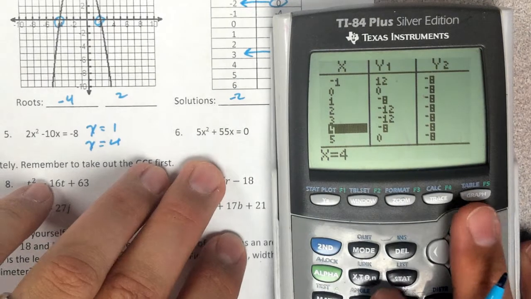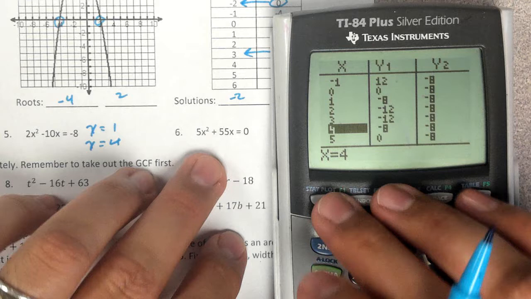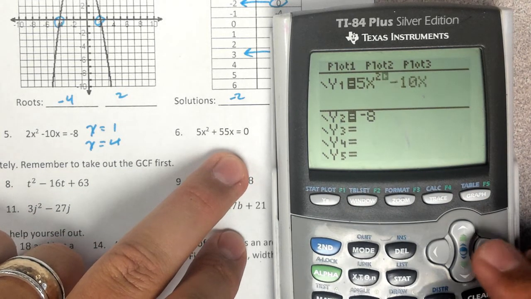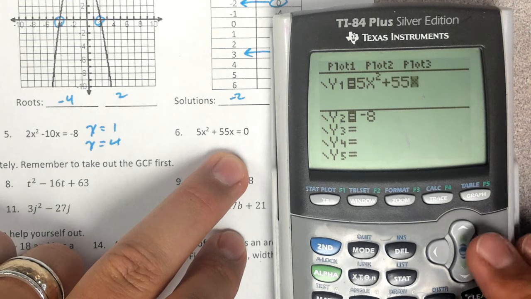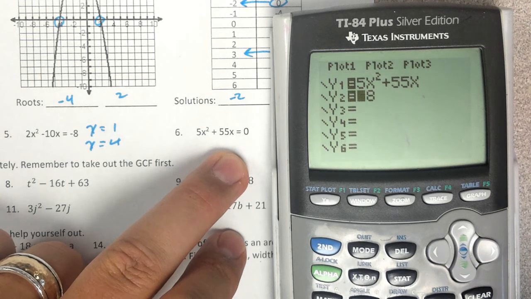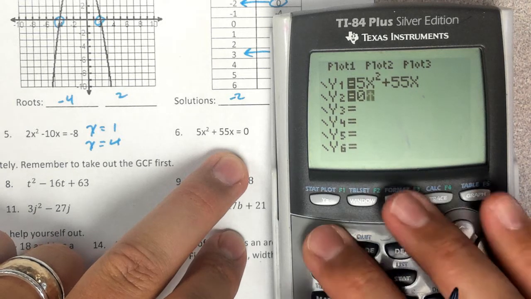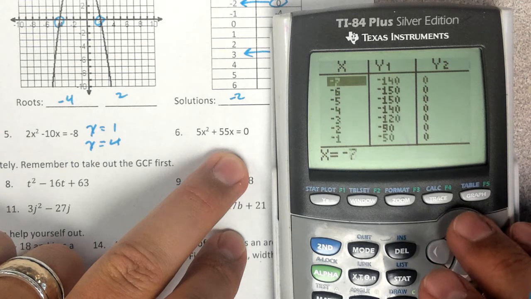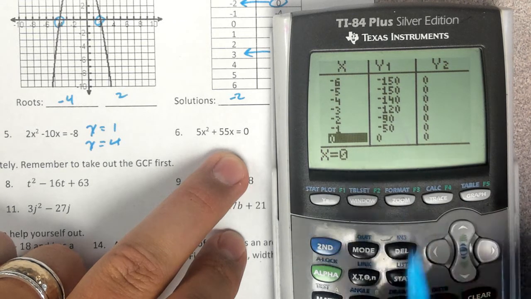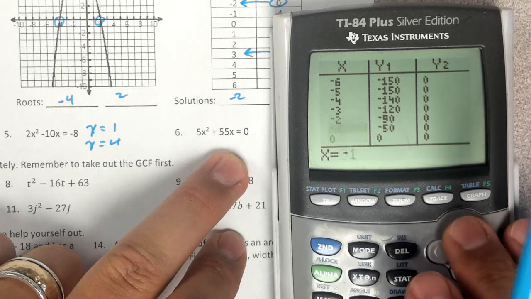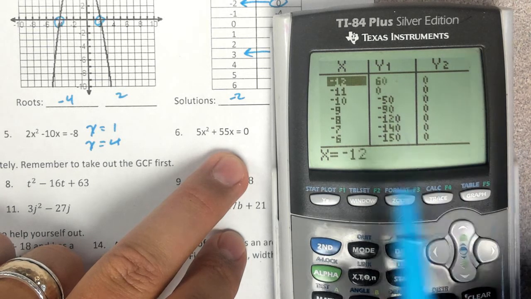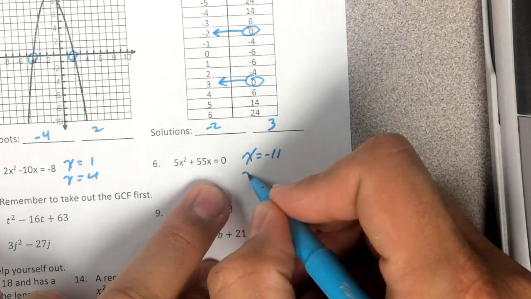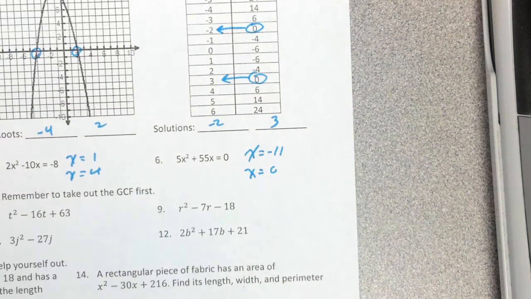And the last one here, we're finding where it equals 0 again. So I'm going to enter 5x squared plus 55x equal to 0. There's one right there, so one's at 0, and the other one looks like it's at -11. So x equals -11, x equals 0. Those are my solutions there.